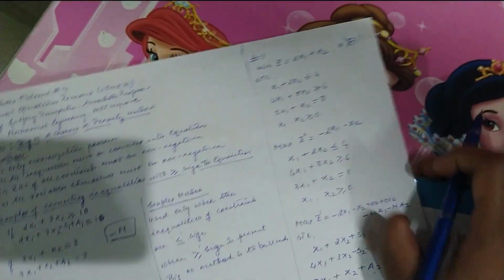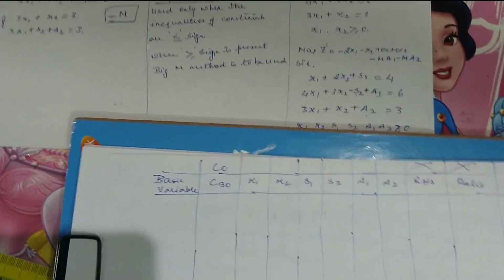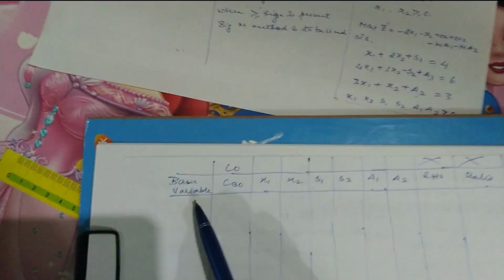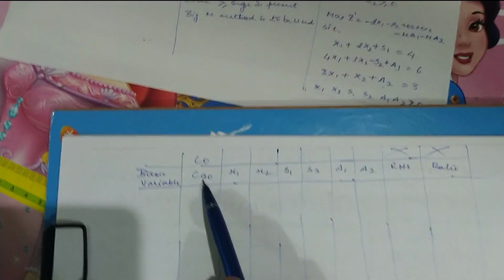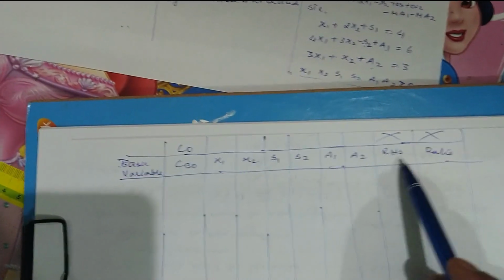Moving on, the table that we are supposed to construct in order to solve this problem by using the Big M method is similar to the one that we dealt with earlier for the simplex method. Here the basic variables are written in the first column, then the coefficient of the basic variable CB, then the variables themselves, that is x1, x2, s1, s2, a1 and a2, then the RHS ratio. The rest of the procedure remains the same.